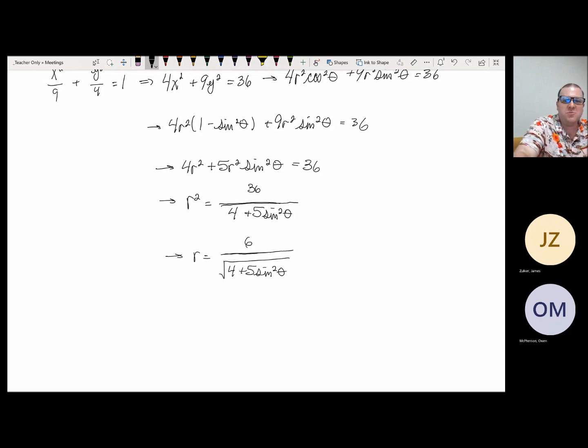Awesome. And now we end with some cool problems. Going to plot the following functions. Now, there are 2 ways you can go about doing this. You could first write this in rectangular and then plot it.